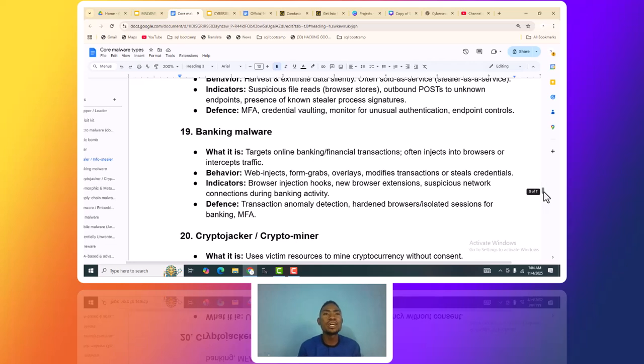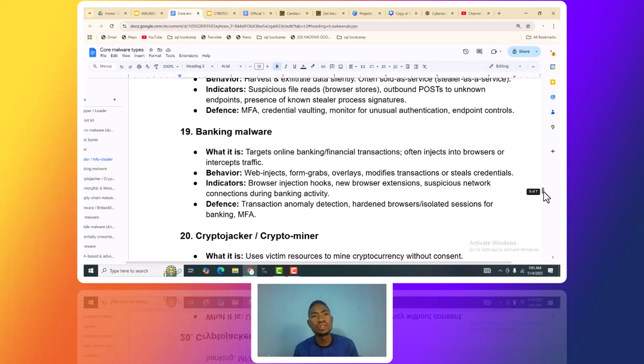Especially those in the financial industries, one of the things they face is banking malware. This is malware that targets online banking or financial transactions, often injecting into browsers or intercepting traffic. One of its behaviors is what is called web injecting. It injects the web browser or the web application. It's also like a form grabber. It grabs the form whenever a user wants to submit a form, or even causes overlaying. It lays over the existing applications and often modifies transactions or steals credentials.